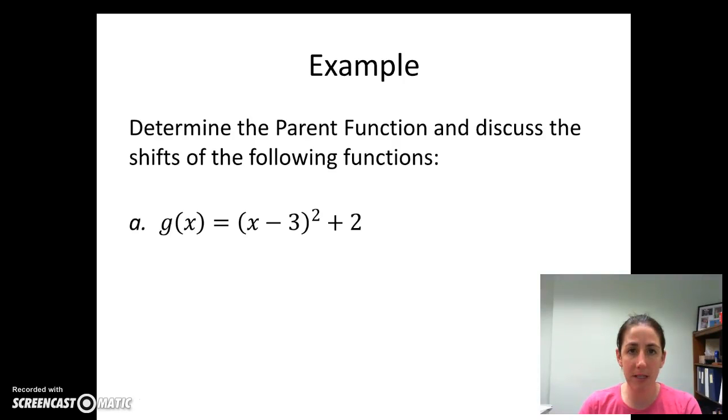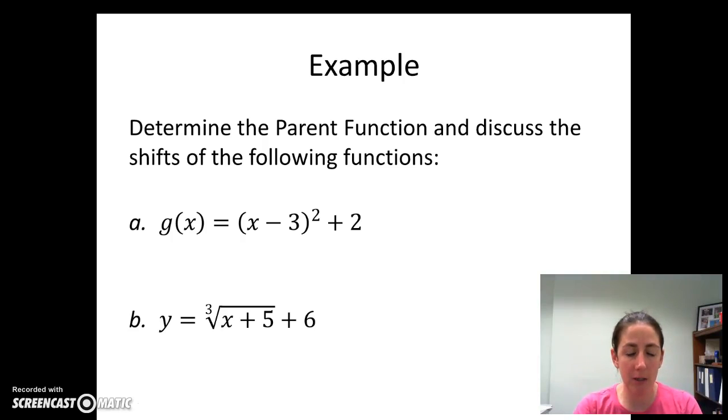So let's take a look at some examples. Let's look at this function, (x minus 3) quantity squared plus 2. Let's determine the parent function and then discuss the shifts. Now this square on the outside here tells us that it's going to take on the parabola, so its parent is the quadratic function x squared. Now outside the function is vertical. Adding 2, it's exactly what you think, it goes up 2. Horizontal is inside the function, so inside the square you see we are subtracting 3. Subtracting 3, remember it's the opposite of what you think. Subtracting goes right.